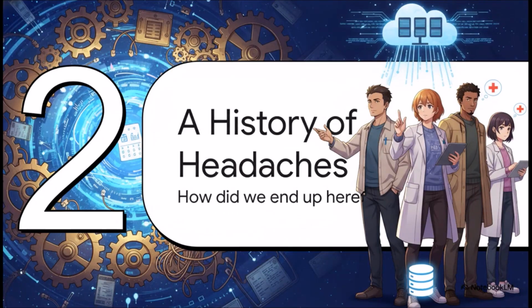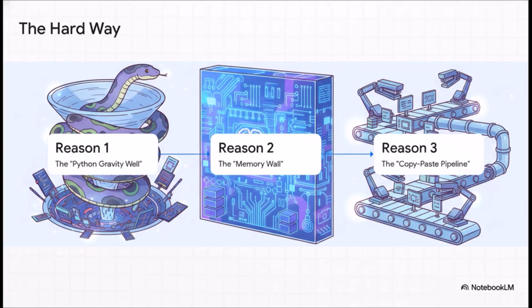So that begs the question, right? How did this incredibly inefficient, kind of clunky workflow become the standard for everyone? Well, it wasn't on purpose. It actually happened because of a few historical quirks that basically forced us down this path, creating all the problems we're still dealing with today. So let's do a little digital archaeology. It really comes down to three big reasons. I've nicknamed them the Python gravity well, the memory wall, and the copy-paste pipeline. Let's unpack what each of those means.